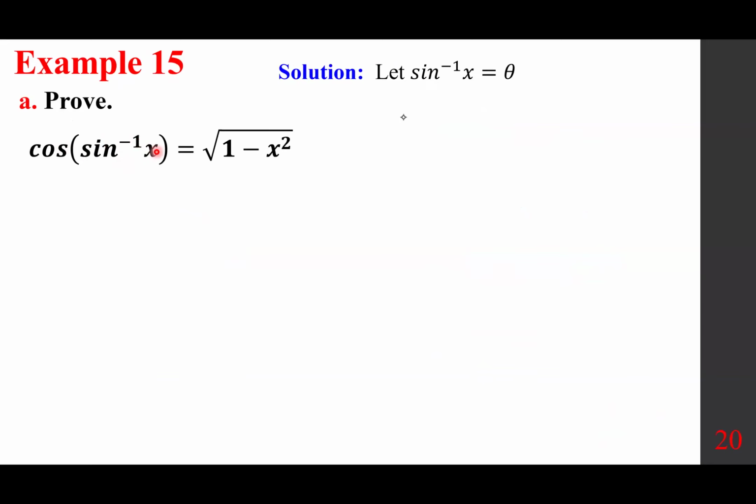If this is theta, what are we looking for? We are looking for cosine of theta. So the question is, what is cosine theta? That's what we are going to work on to get to here. So by definition of inverse functions, if sine inverse of x is theta, by definition, sine of theta must be x.